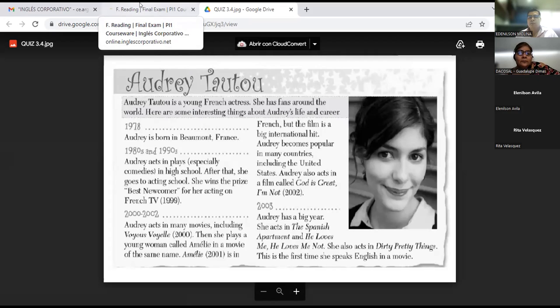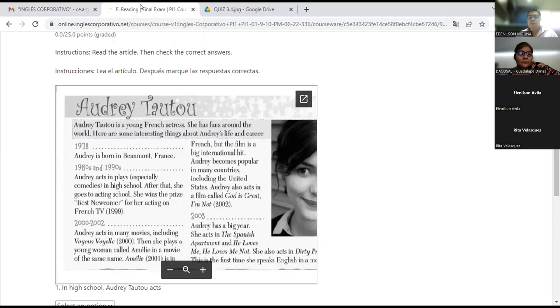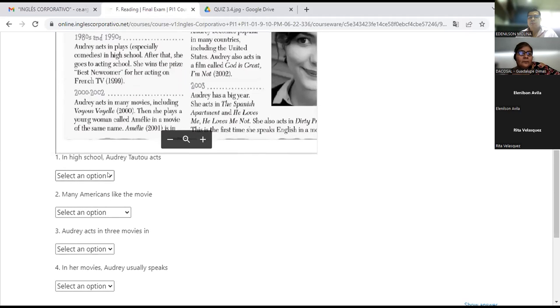Audrey acts in plays, especially comedies in high school. After that, she goes to acting school. ¿Qué nos pide completar? In high school, Audrey acts in plays, on television, or in movies. ¿Qué información está dando? On television. ¿Qué es un play? ¿Saben qué es un play? Esto no es el verbo. Esto se hace en el teatro. Las obras de teatro se le llama plays. Esto es un nombre. Como nombre significa actuación, presentación. Como verbo es jugar o tocar. Okay? So, plays.